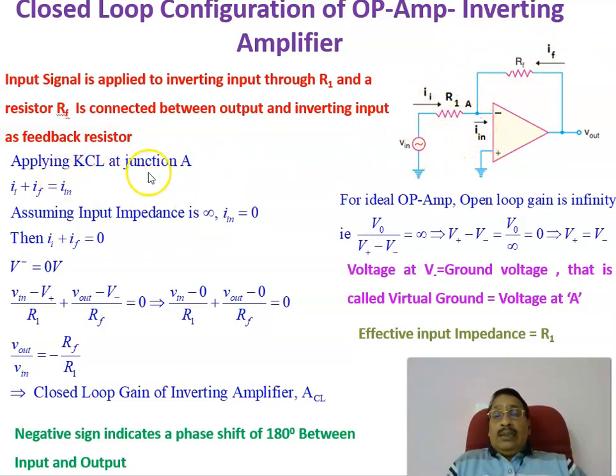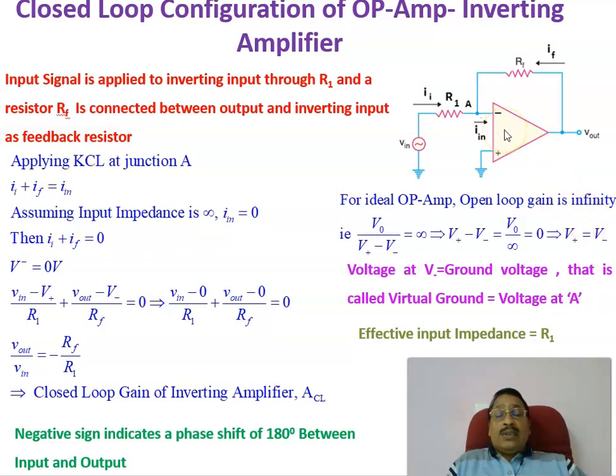Now, applying Kirchhoff's current law at the junction A, here the current entering is equal to I, and here the feedback current, and I in is the current that is going to the op amp. Applying KCL at the junction A, current coming towards the junction, that is I plus IF, is equal to I in, current leaving from the junction.